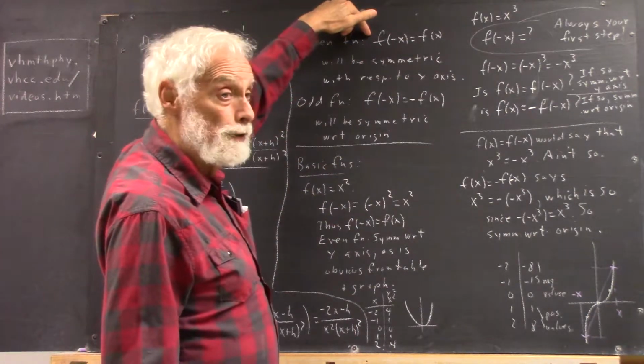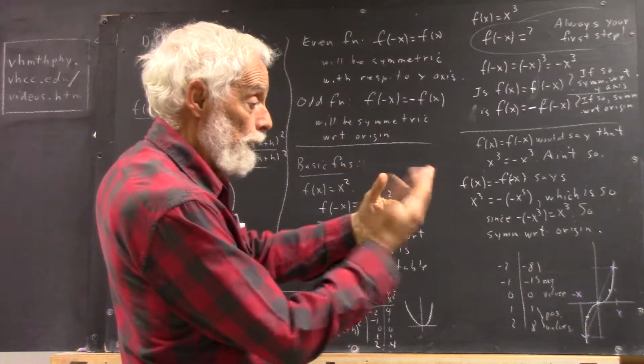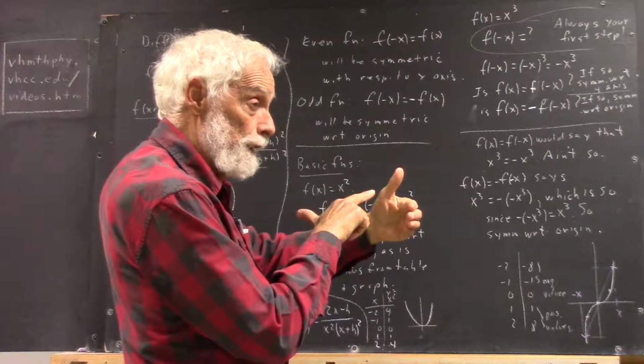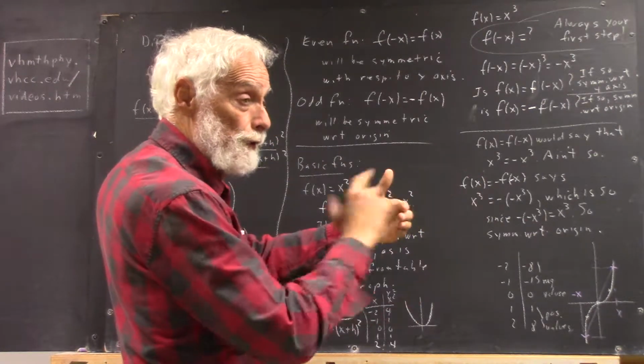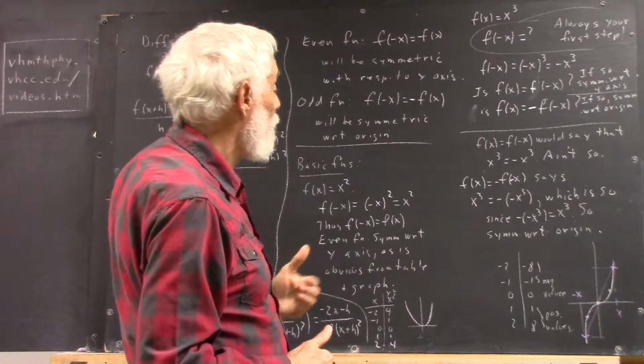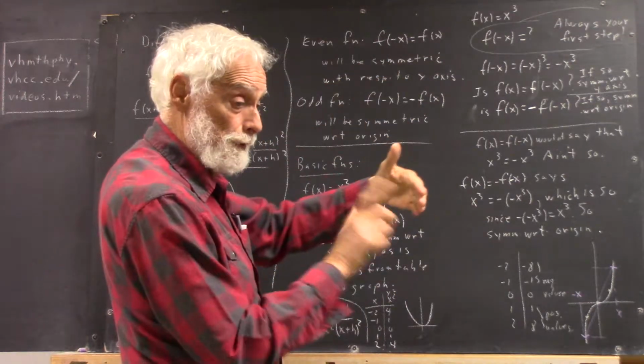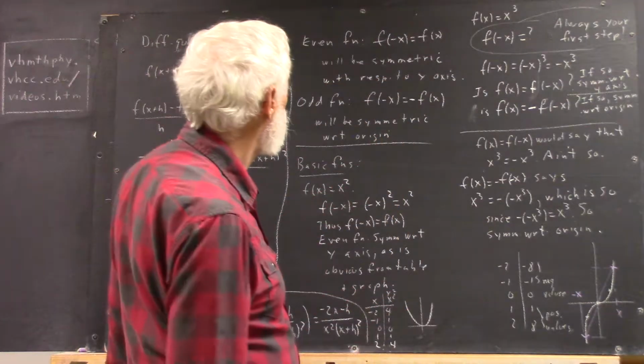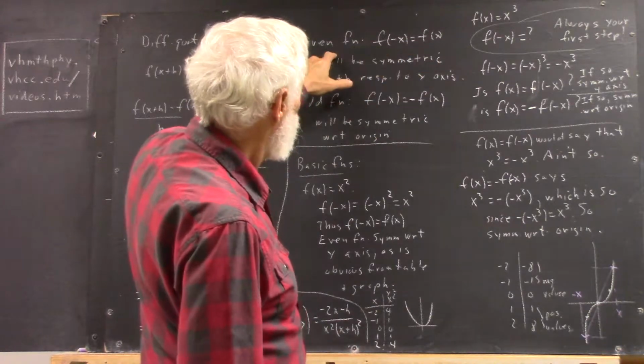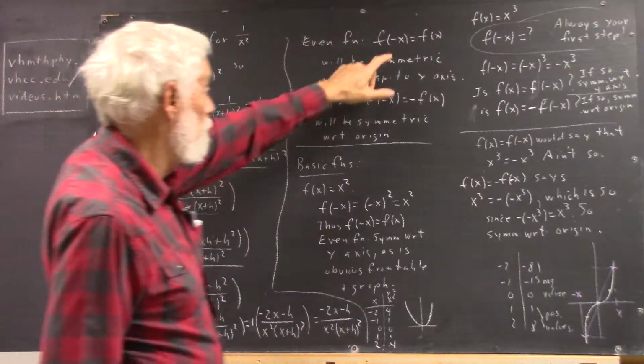Okay, so the condition is that what you have on this side of the y-axis is identical to what you have at the same distance on this side of the y-axis. That means that f of negative x has to be equal to f of x. So there's our condition for an even function, and that's our test.